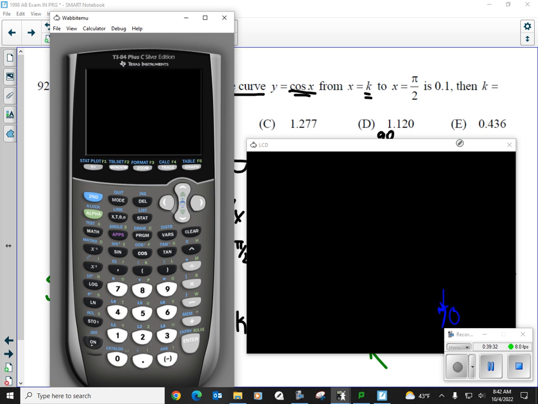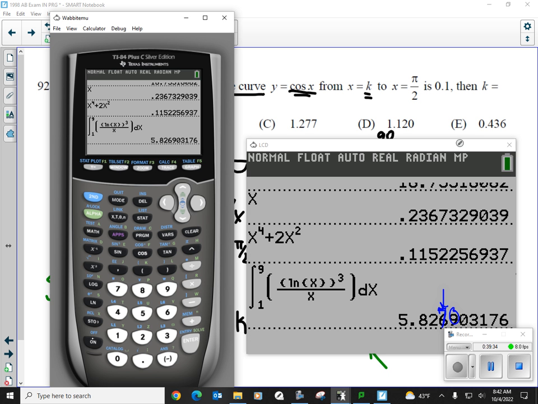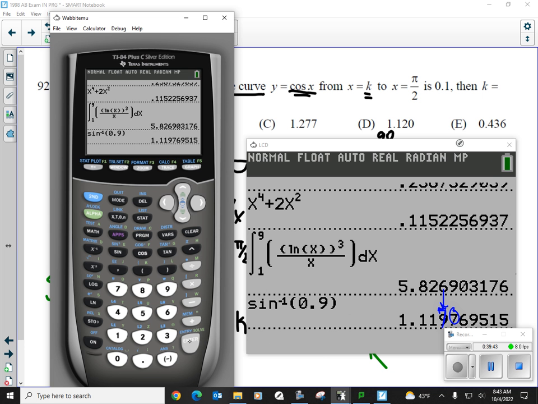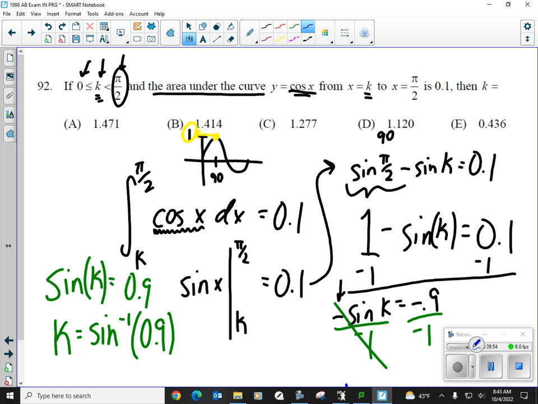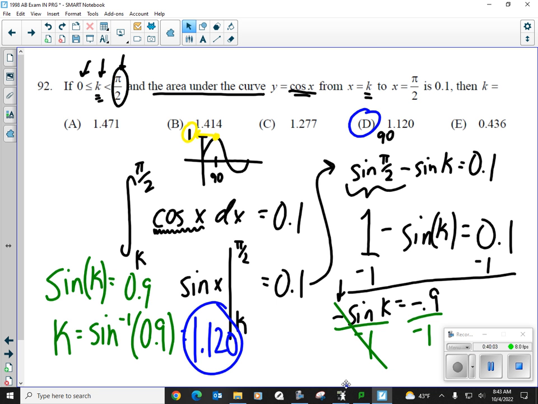Let's do this. Turn this on. There you go. Second, sine inverse of 0.9. 1.120. That 9 will round up to 20 because the number after it's bigger. 1.120. There you go, which is choice D. And we are fine. Thank you.